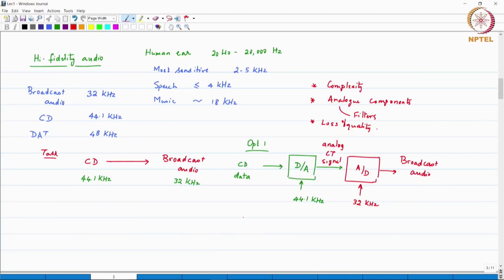On the other hand, if you had a way of doing the following, option 2: you take your CD data, and you do some processing, which would be completely in the discrete time domain, and you come out with the broadcast audio. Which essentially means that you did not attempt to convert it into analog; you stayed completely in the discrete time domain, but nevertheless managed to achieve the translation of the sampling rate.